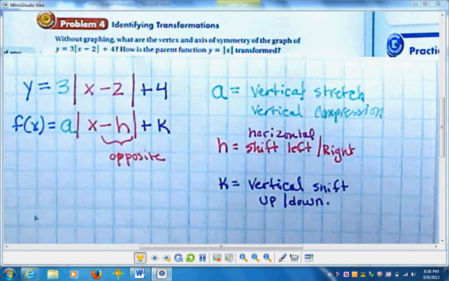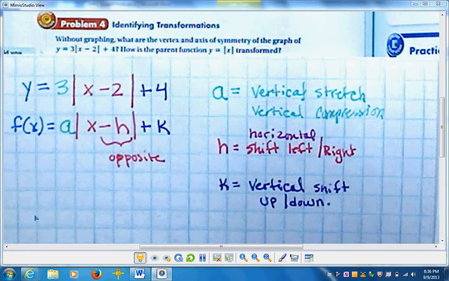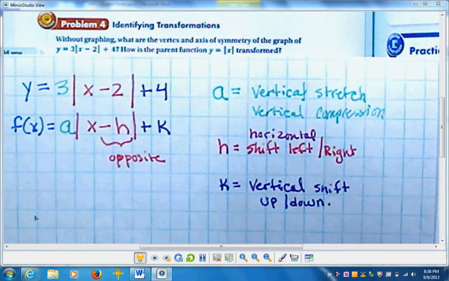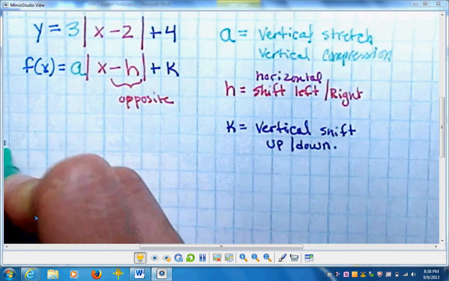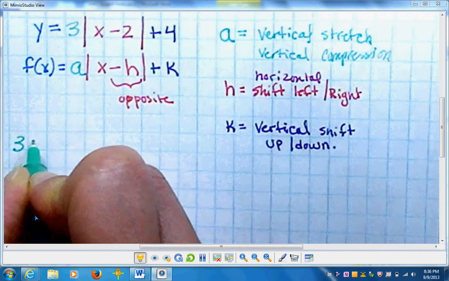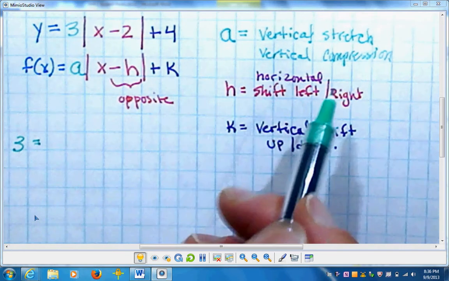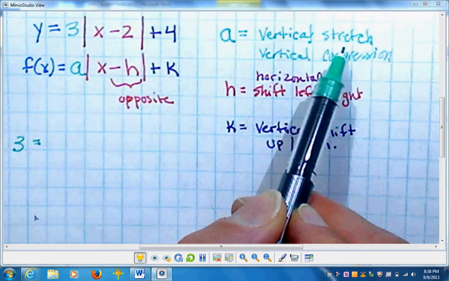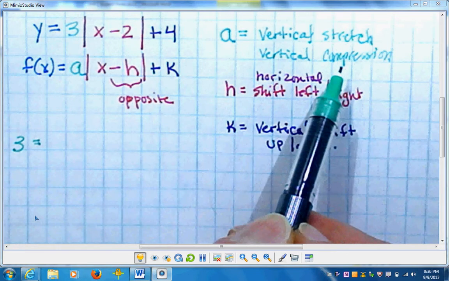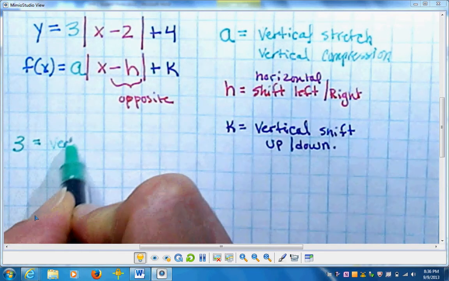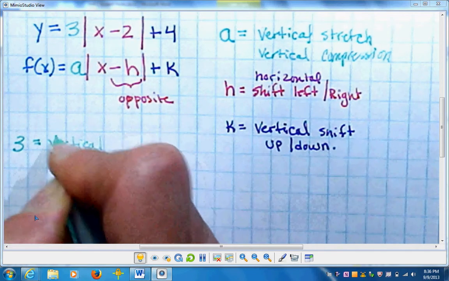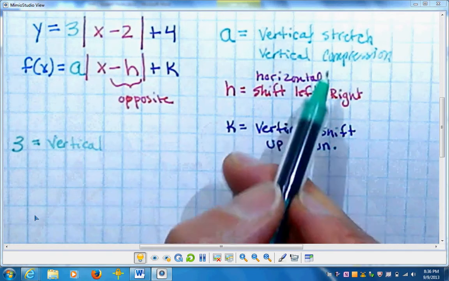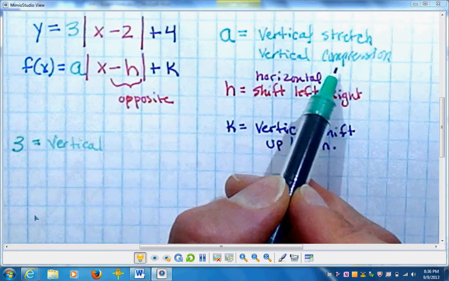Okay. So let's look at what we have with our numbers. So 3 is going to be either a stretch or a compression. Okay, it's vertical. It's a vertical stretch or compression. There is such a thing as a horizontal one. Okay, so we have to decide, is it a stretch or is it a compression?